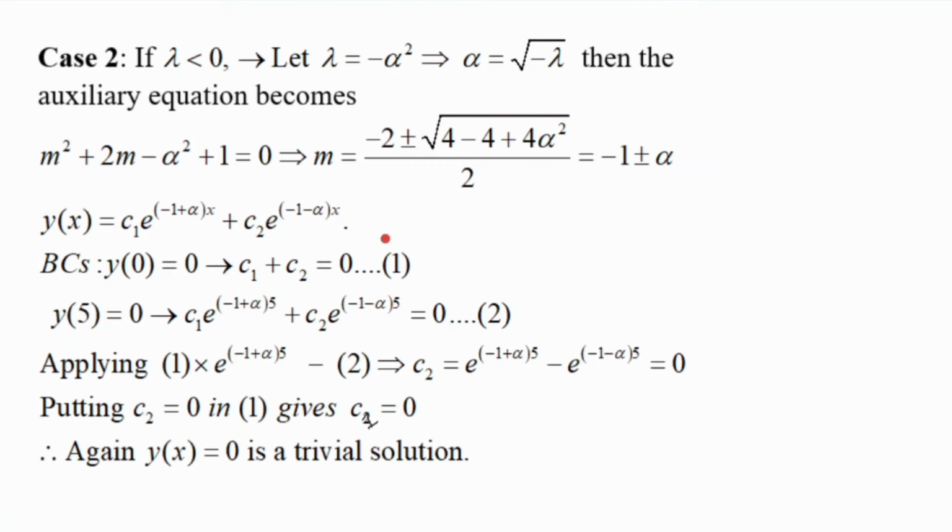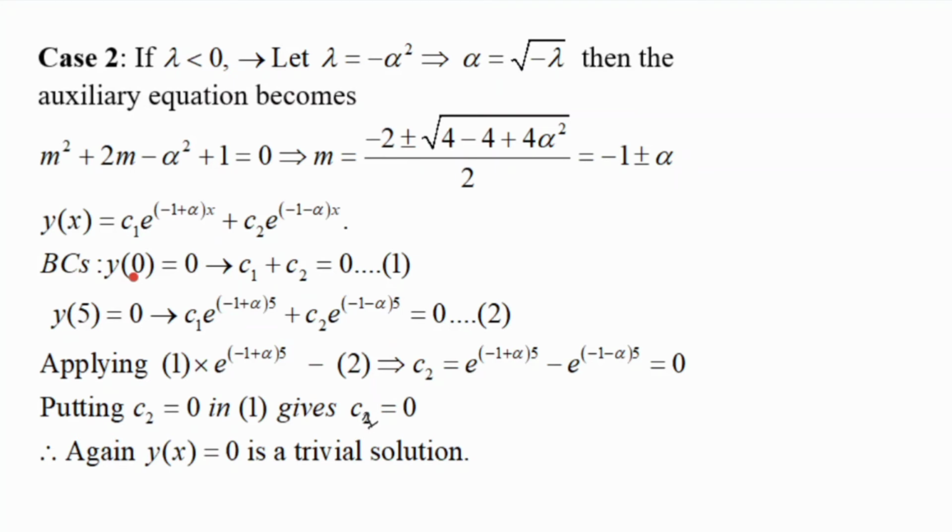Here we can see that a equals 1, b equals 2, c equals 1 minus alpha square. So finally we get m equals minus 1 plus or minus alpha. So we can write the general solution as y equals c1 e power (minus 1 plus alpha) x plus c2 e power (minus 1 minus alpha) x. Now we will find our arbitrary constants C1, C2 by applying the boundary conditions.